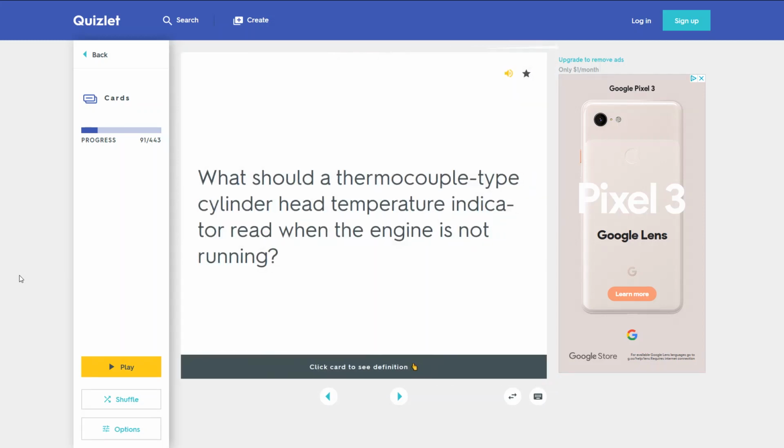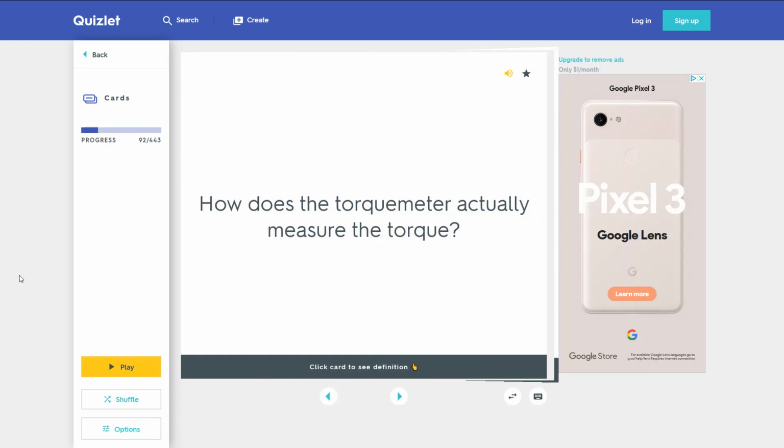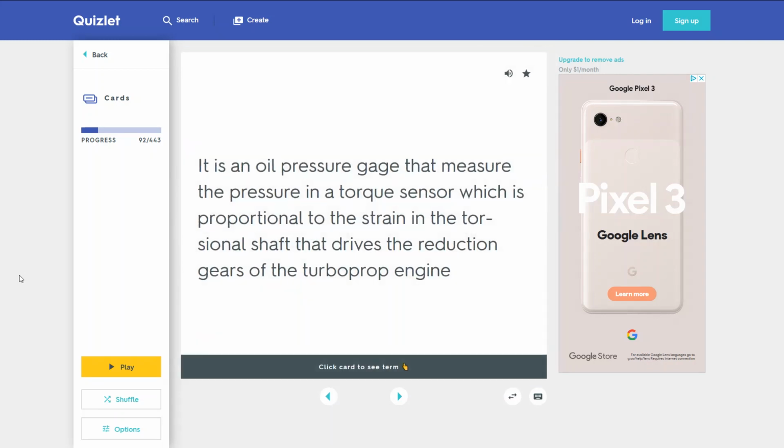What should a thermocouple type cylinder head temperature indicator read when the engine is not running? Outside air temp. How does the torque meter actually measure the torque? It is an oil pressure gauge that measures the pressure in a torque sensor which is proportional to the strain in the torsional shaft that drives the reduction gears of the turboprop engine.